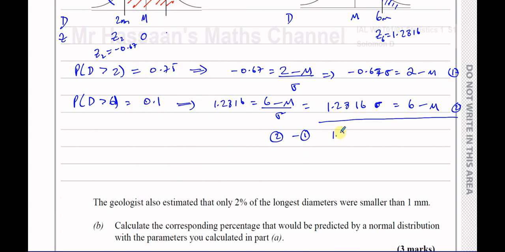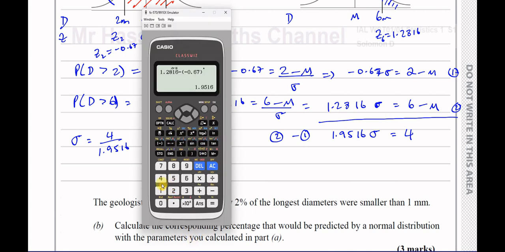So 1.9516 sigma is equal to 6 minus 2 is 4. And what we wanted to do, eliminate this, minus mu plus mu, that disappears. So now we can find sigma. We can say therefore sigma is equal to 4 divided by 1.9516, which gives you 2.0496.